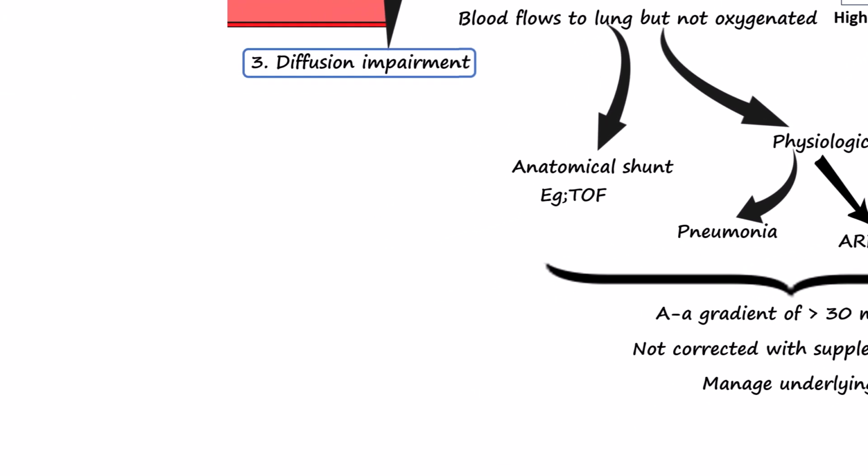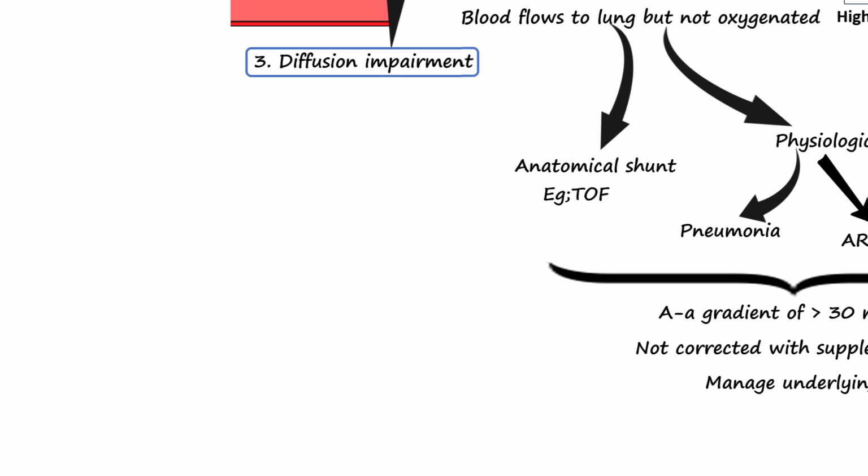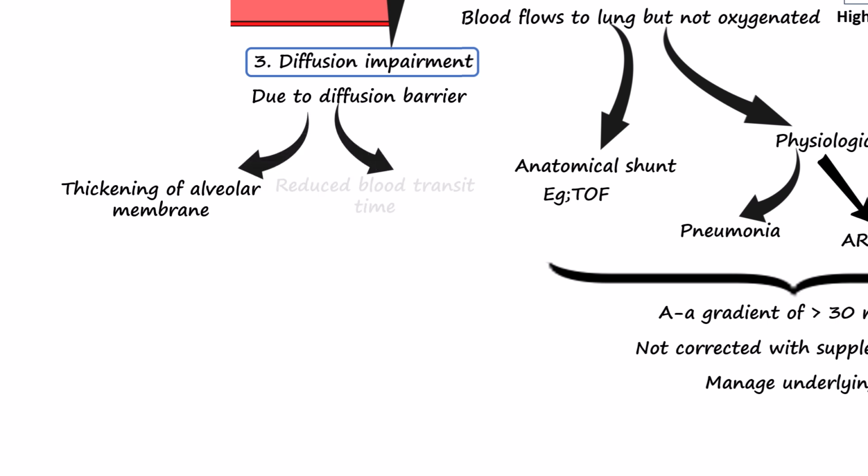Diffusion impairment occurs when oxygen struggles to cross the alveolar capillary membrane efficiently, typically due to either thickening of the membrane or reduced blood transit time through pulmonary capillaries. In conditions like pulmonary fibrosis, the interstitial tissue thickens, creating a greater distance for oxygen molecules to travel between alveoli and blood. Similarly, in pulmonary hypertension, dilated capillaries and increased blood flow velocity reduce the time available for oxygen diffusion even if the membrane itself remains intact.